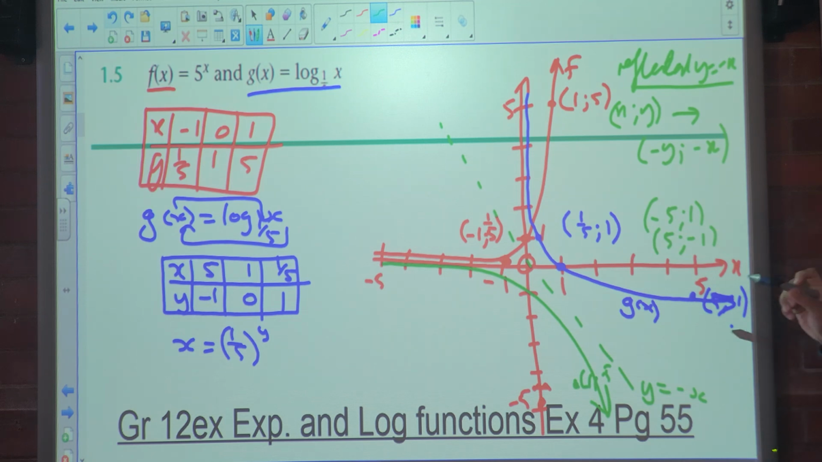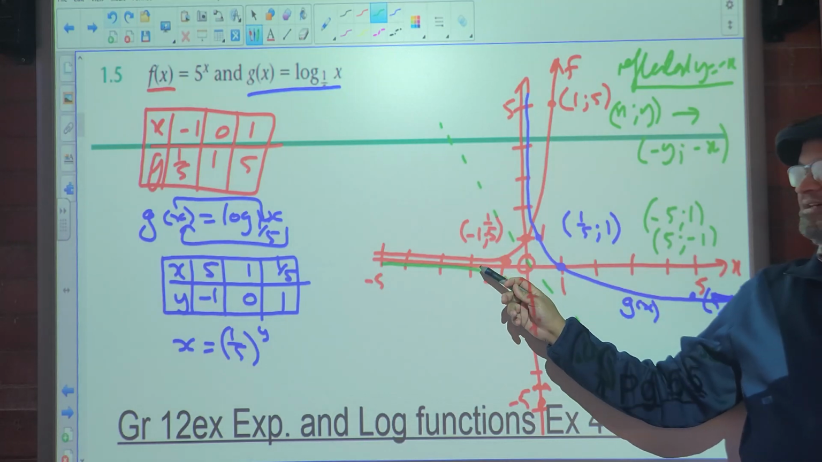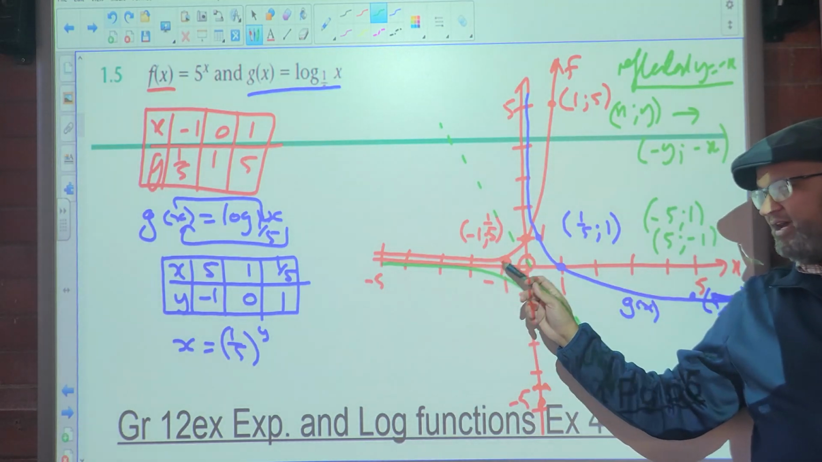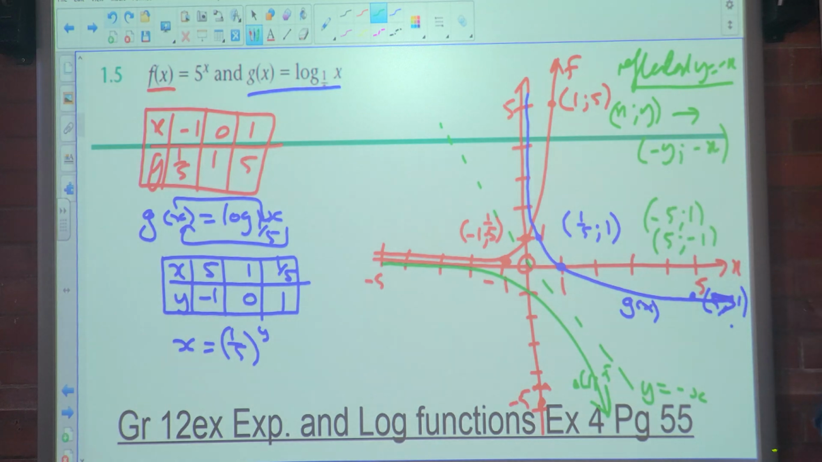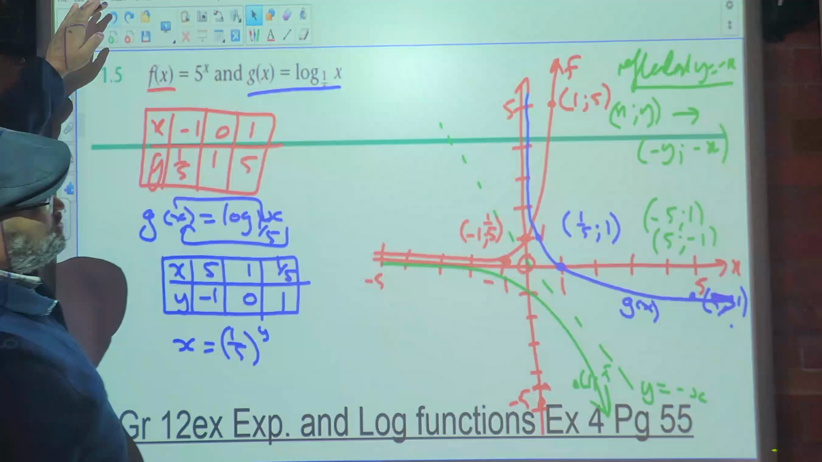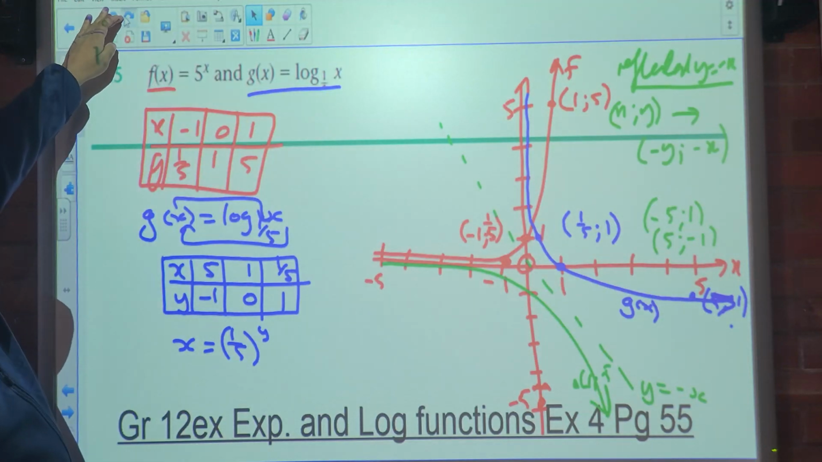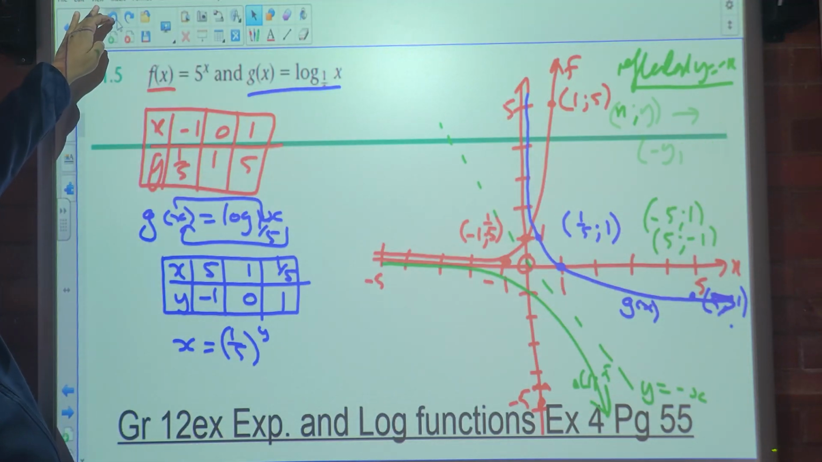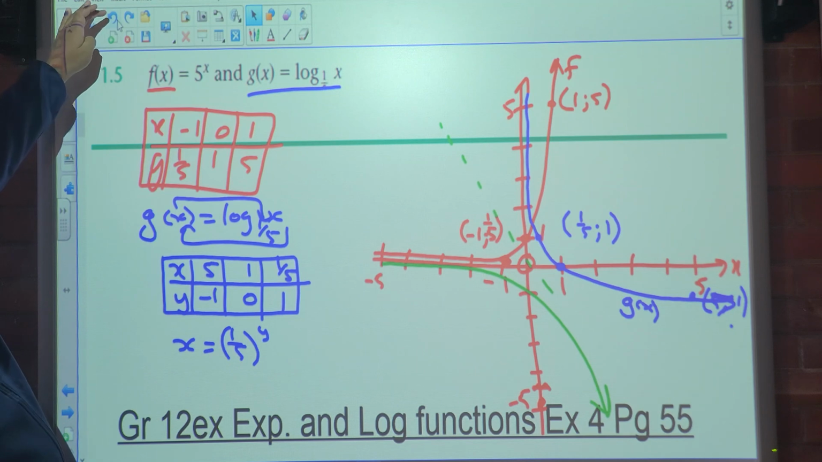So firstly, the answer here would be reflected in the x-axis, and then reflected in the line y is equal to minus x. But I don't think the textbook has that answer. That is one way of doing it. Otherwise, we take note and say, okay, take all the green off.